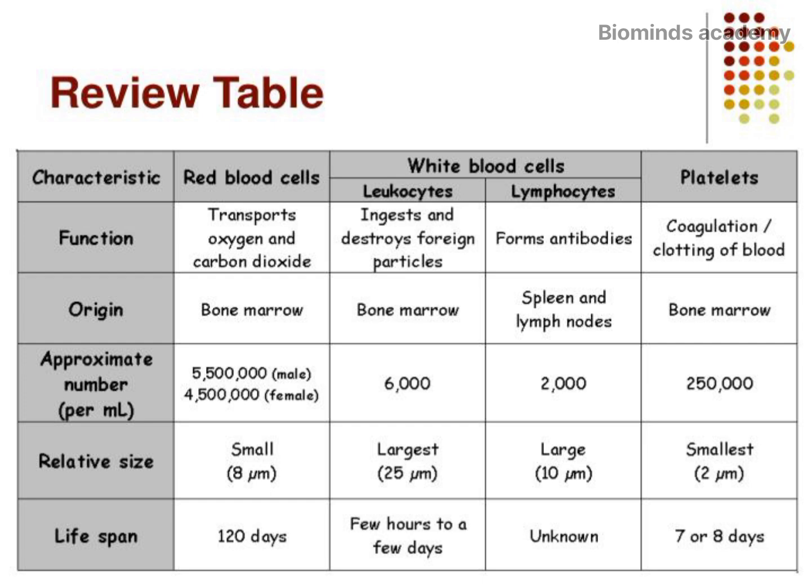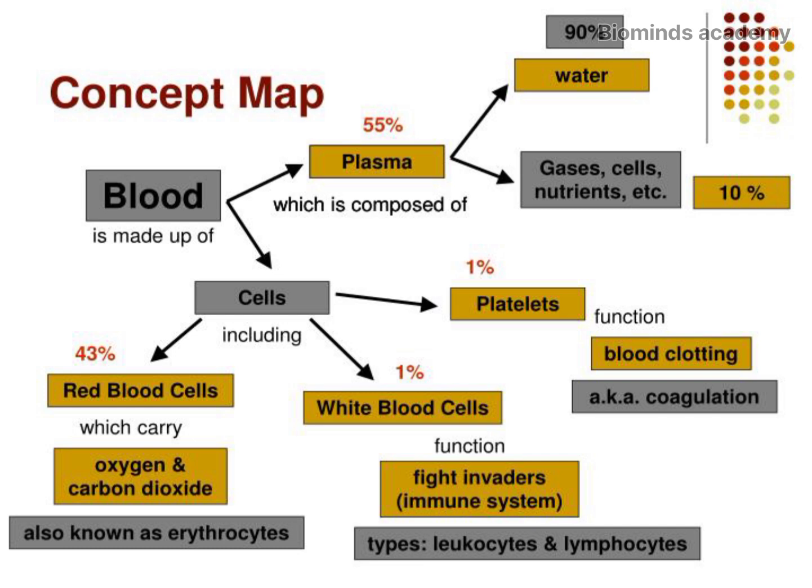Then the last one is platelets. Their function is coagulation, or clotting of the blood. The birthplace is bone marrow, and the approximate number is 2,50,000. They are the smallest in size, 2 micrometer. The lifespan is about 7 to 8 days.